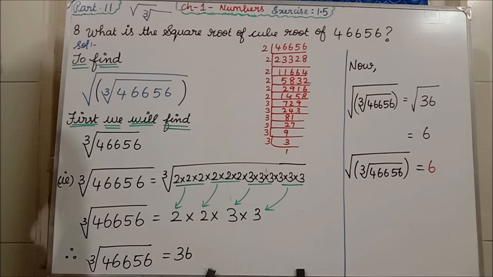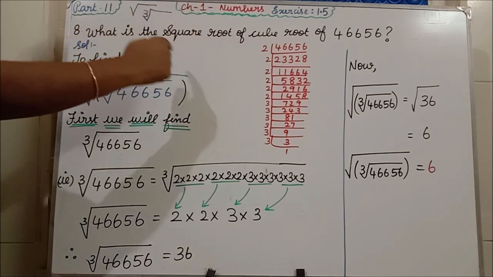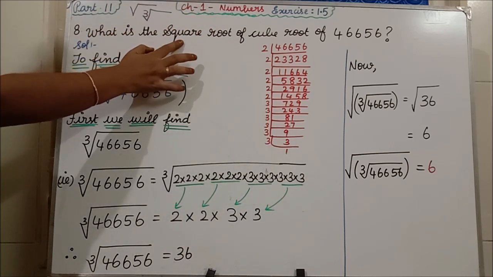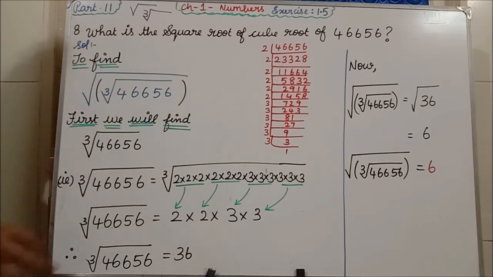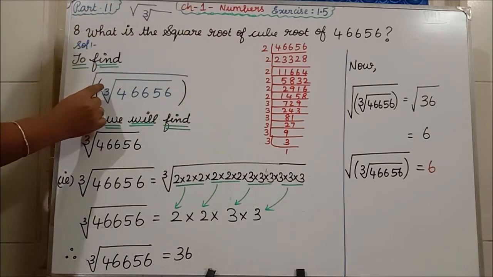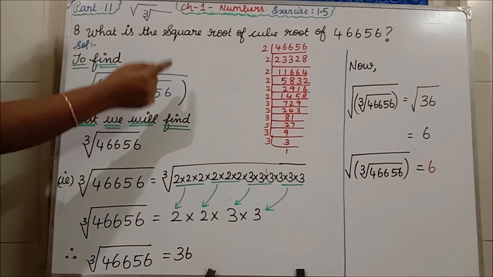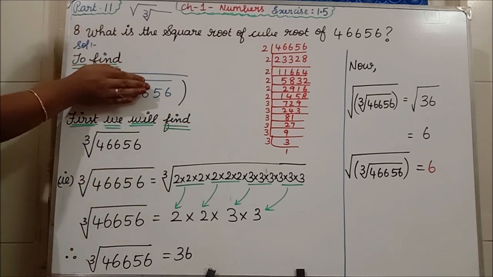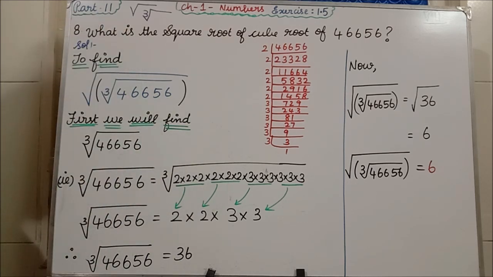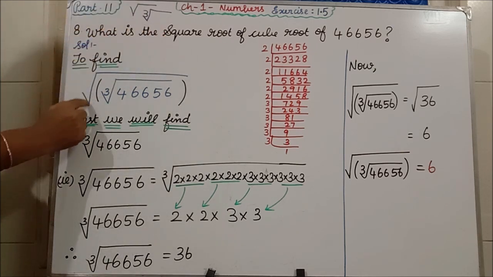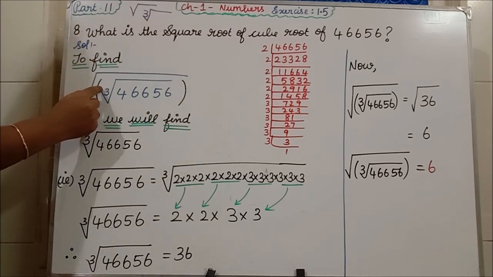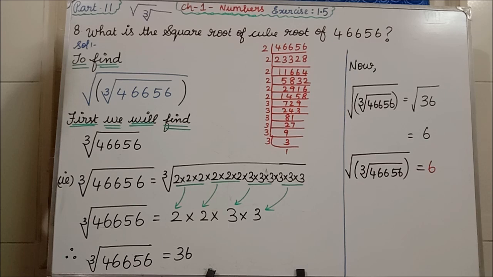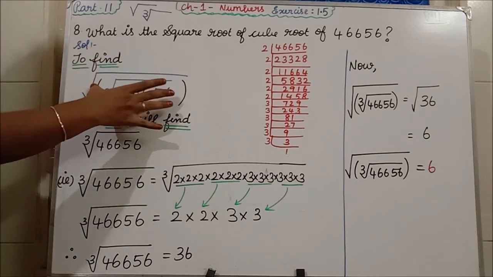Isn't it? They are asking first square root of cube root of 46,656. First they are talking about square root. So I have written here square root of cube root, and inside the cube root, which number? 46,656. This value only we have to find. Clear all of you? First they are talking about square root, then they are talking about cube root, of which number? 46,656. Okay.